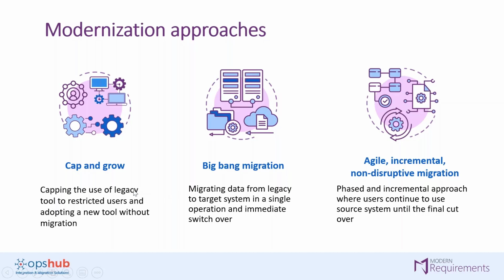While cap and grow and big bang are traditional approaches, modernization, as the name calls for it, requires a modern approach, which is agile, incremental, and non-disruptive migration. It is also the last approach that we are going to discuss. It is about migrating project by project in an incremental manner, where teams continue to use the source system while the migration is going on.